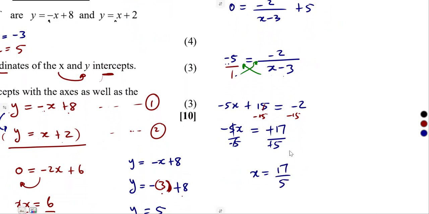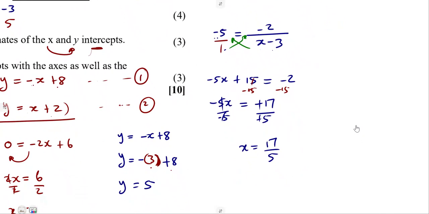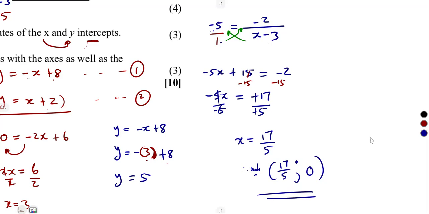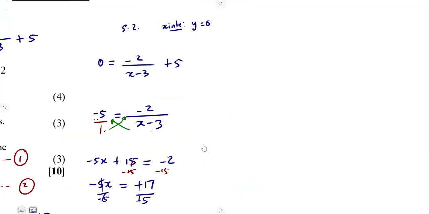x is 17 over 5, that's something like 3.4. So therefore, our x-intercept will be x = 17/5. Remember, the y value is 0 there. That is what you are going to have on that condition.